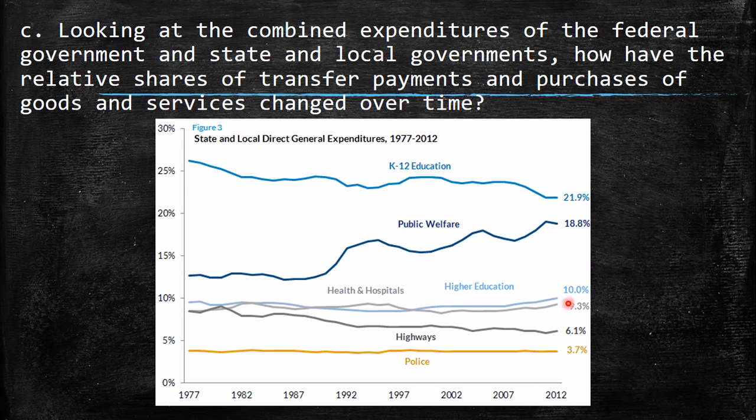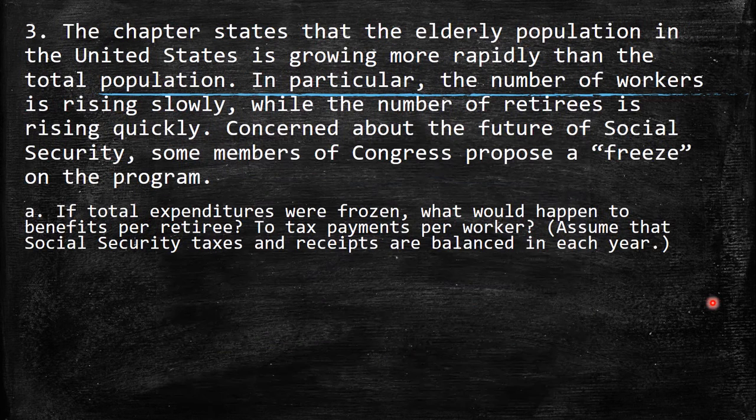Just this one, 10%, which is higher education, health and hospitals with 9.3, highways with 6.1, and police, it remains almost the same. Yeah, it keeps the same during all the years. So naturally, you can find the other one just for the federal government to represent the same idea.